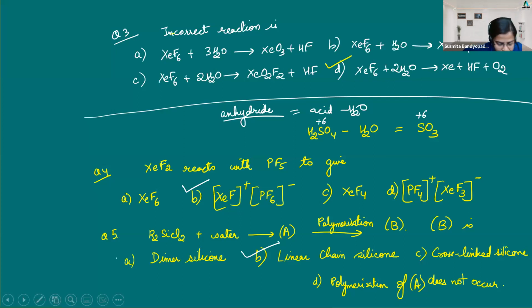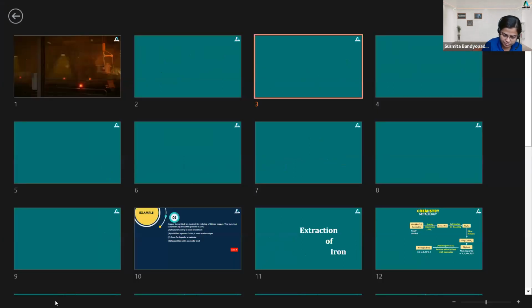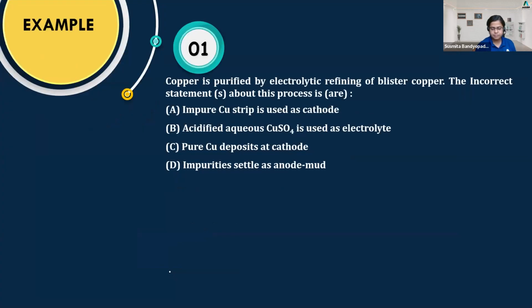Very good. Answer this. Now we are in metallurgy. I have landed in metallurgy and in this session I'm going to complete it. Incorrect statement. Yes, impure copper strip is used as anode, not cathode. So the first one is the incorrect statement. Very good again.